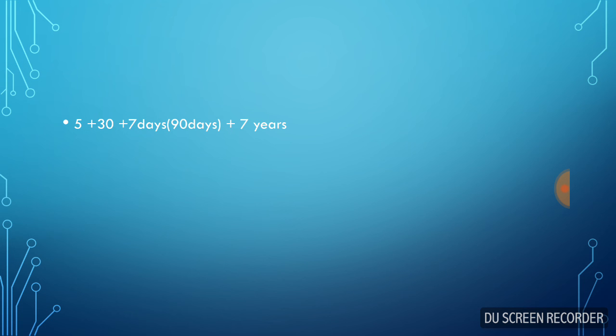Now we can see the timelines very easily. Here I have put the brief summary of this same, which is 5 plus 30 plus 7 into bracket 90 plus 7 years.